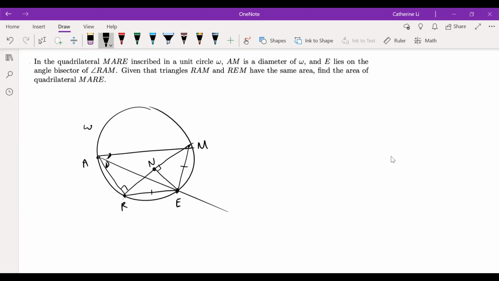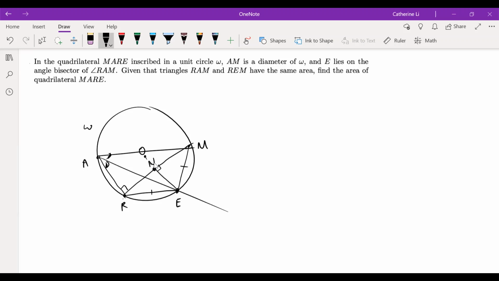And also, we know that if we have the center O of the circle, OE is also perpendicular to RM because the altitude from O to the chord RM is always going to intersect RM at its midpoint. It's basically ON is the perpendicular bisector of RM. So we have that O, N, and E all lie on a line.